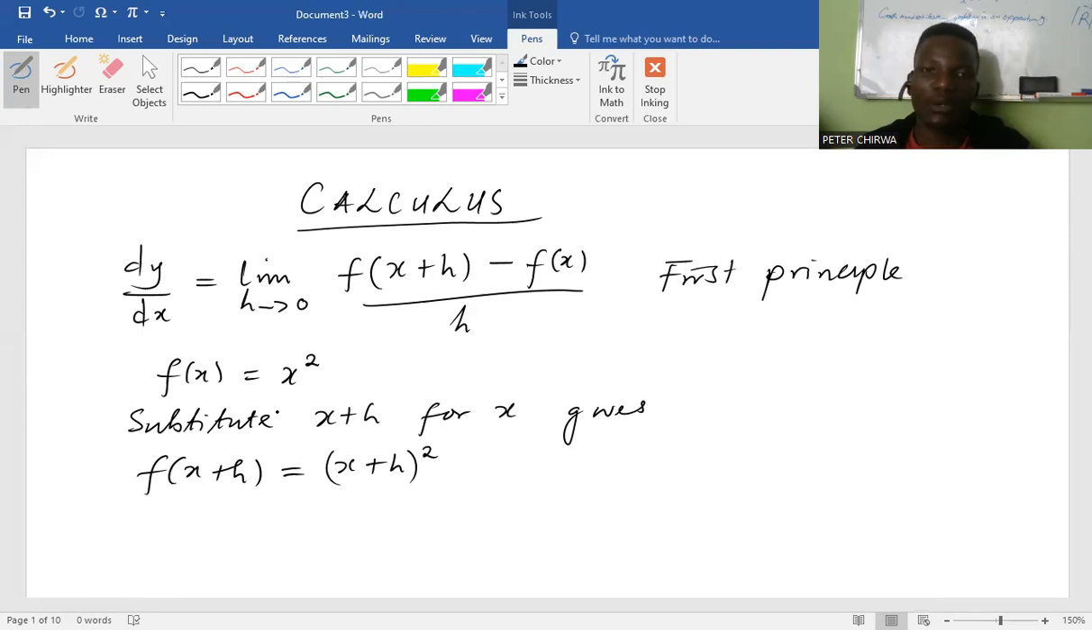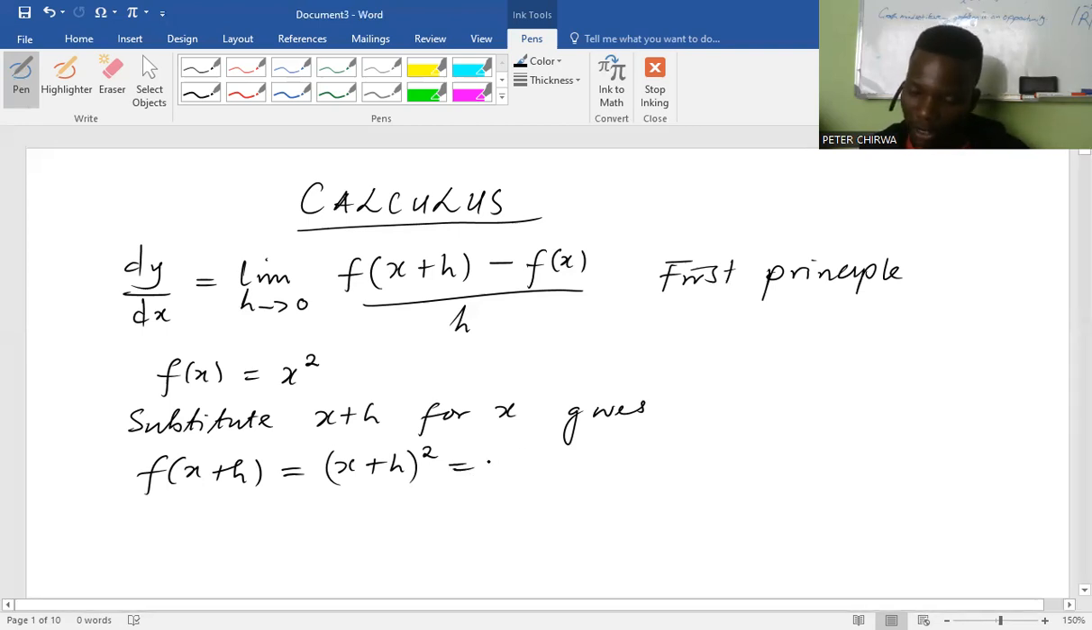You can see that in the original function, we have x squared. So we substitute where there is x with x plus h, so that x plus h is going to have a square. When you expand it, it's going to give you x squared plus 2xh plus h squared. So that is f of x plus h. And then the function of x is x squared, we already have that one.